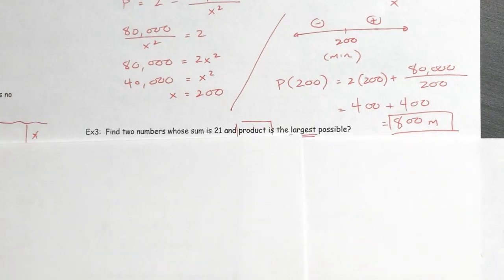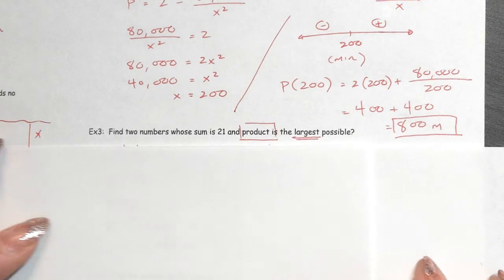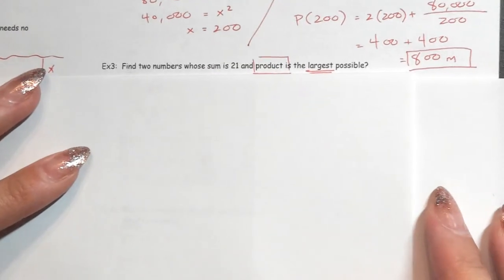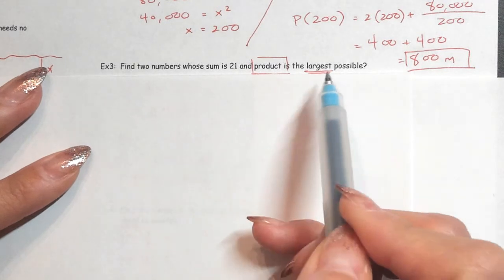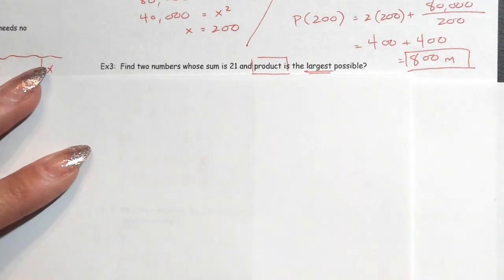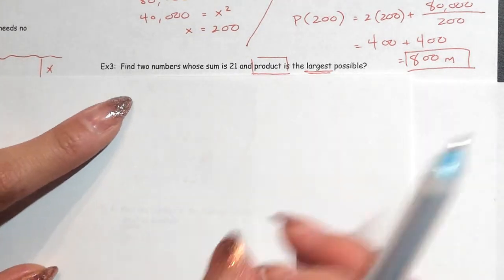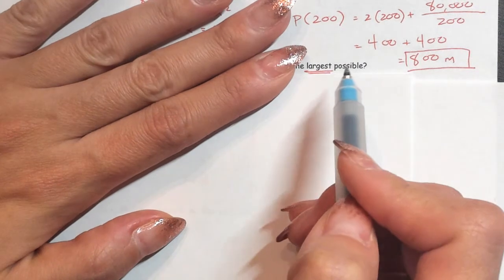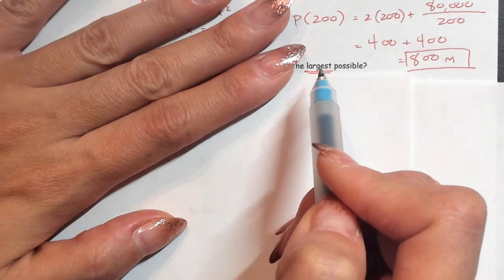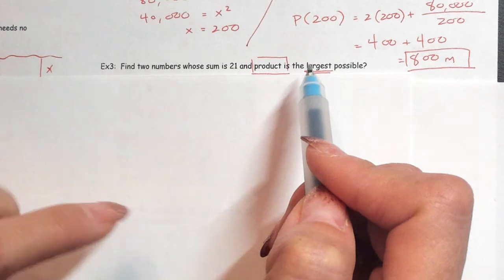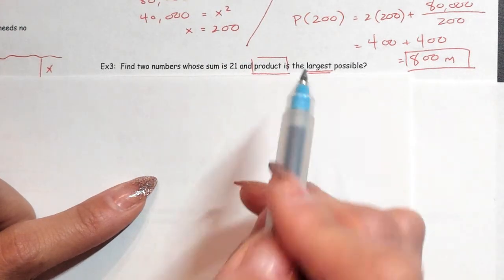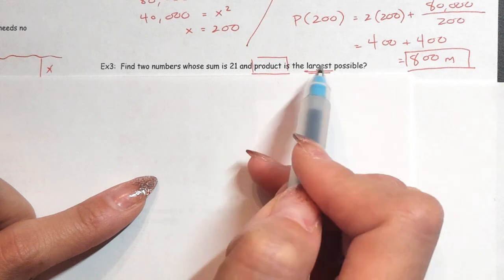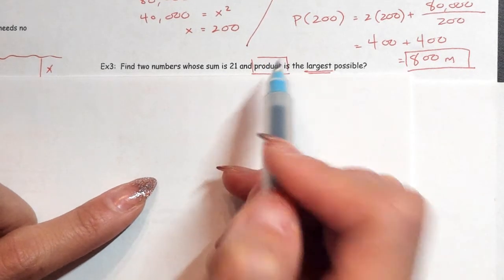Okay, so another kind of problem, let's see. Find two numbers whose sum is 21, and product is the largest possible. So I have to read and reread the question sometimes. So what do they want? They want some sort of largest. So I want a maximum. And then really what they want is a product. So I want the product to be as large as possible.